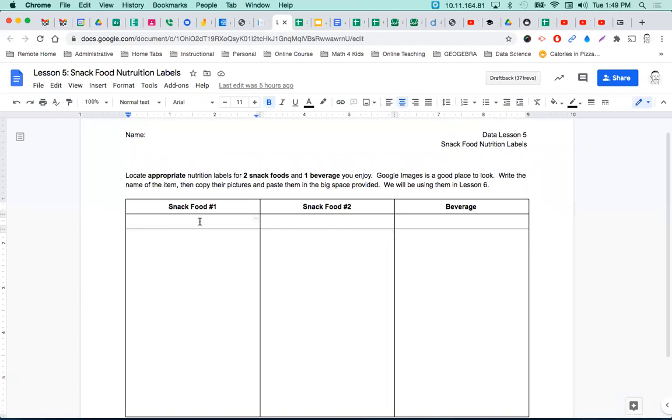So for my snack food number 1, I really like extra toasty Cheez-Its. You guys ever had those? They're phenomenal. The crunch is good. All right, so here's what I'm going to do. I'm going to go over here. I'm going to do a Google search.